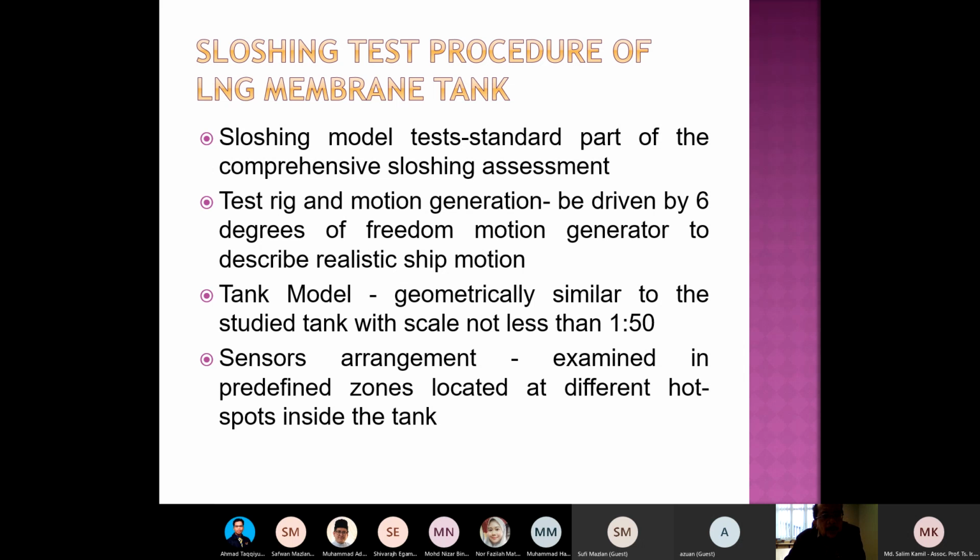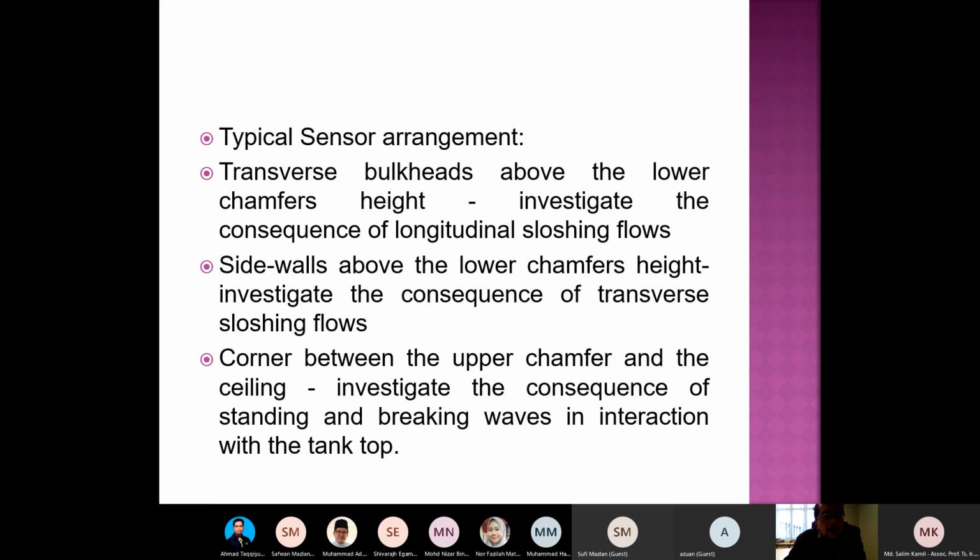So the model test is standard, part of the comprehensive sloshing assessment. The test rig and motion generation are driven by a 6-degree-of-freedom motion generator to describe realistic ship motion. The model is geometrically similar to the studied tank with a scale not less than 1:50. Sensor arrangement is examined in predefined zones located at different hot spots inside the tank. I think the arrangement will be shown in the next slide.